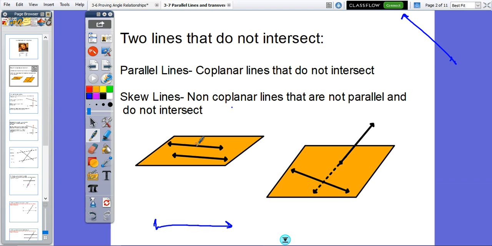So you exist on the same surface and you both are non-intersecting, so you go forever and ever in opposite directions and never touch, then you consider them parallel lines.